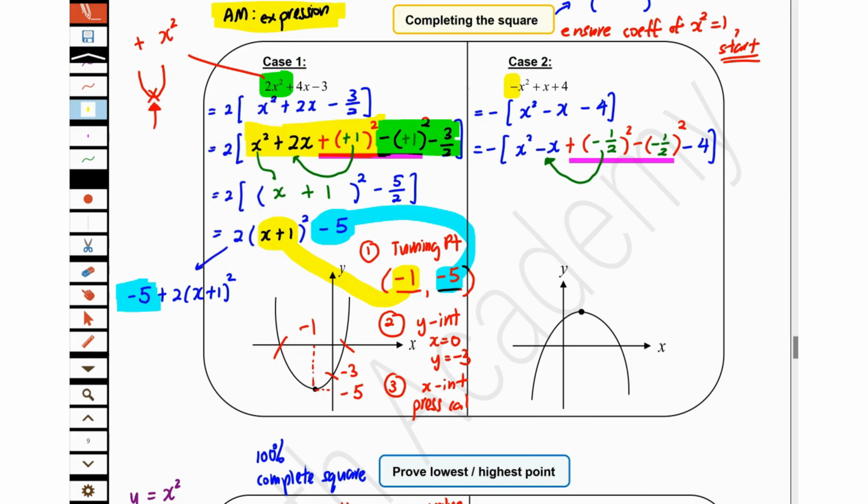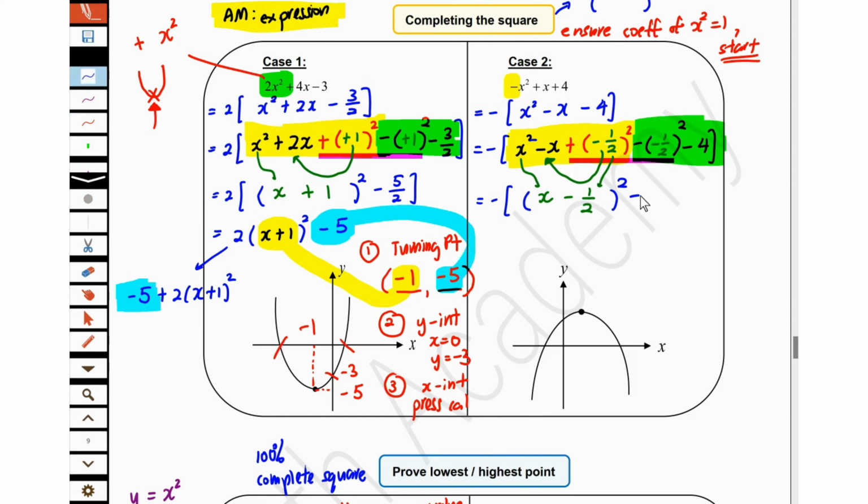So what you do for the next step is to know that the yellow color portion becomes a perfect square. Underneath the square, you shall copy it forward. So underneath the square is negative half, you shall copy negative half. So the yellow color portion now becomes this portion. And the green color portion, you can just press your calculator. Lastly, bring the negative sign in. So we have successfully completed the square.